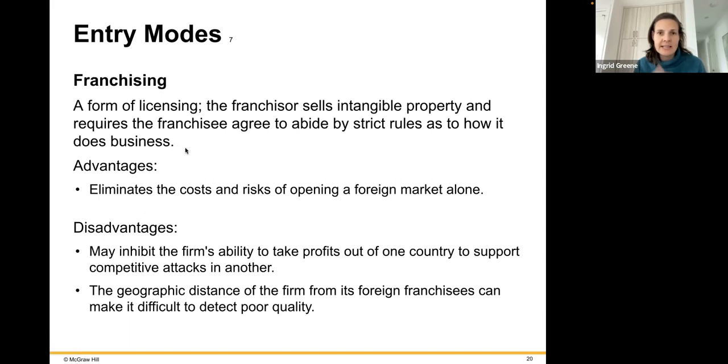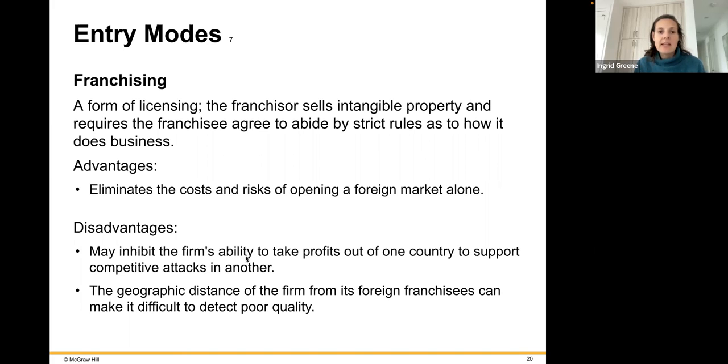So it's a form of licensing. The franchisor sells this intangible property and requires the franchisee to abide by very strict rules as to how it does business. So that's a big difference from licensing. Franchising has much more rules around it. It eliminates the costs and risks of opening up a foreign market alone. So again, Subway, for example, doesn't have to start their own Subway stores. They figure out people who want to do that in Asia or wherever they are, and then they give them the rights to the name and the logo and the processes, etc.